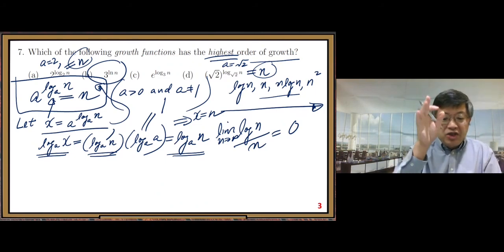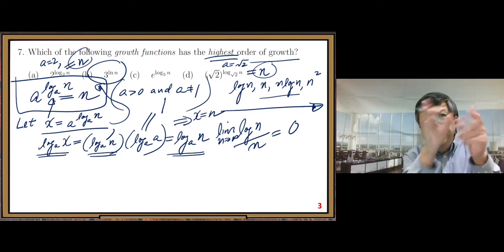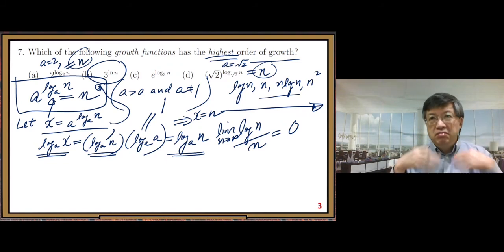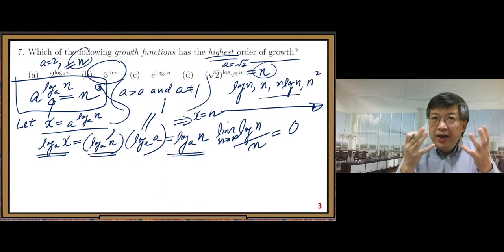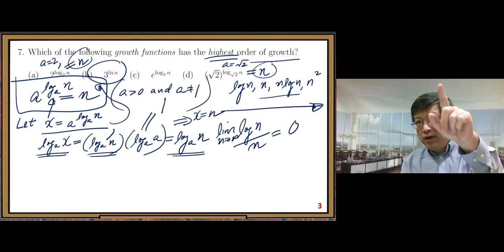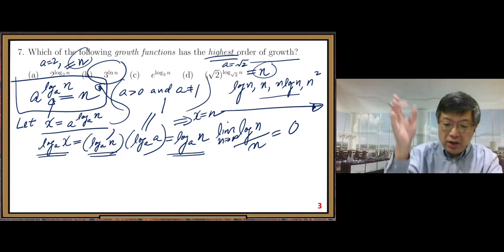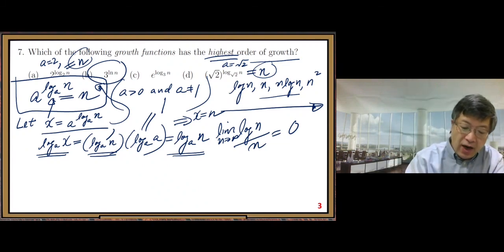So let me just work on B option. I leave E option to you. You can use my way to get your result for C. All right, so now look at B. In the B case, we have the function 3 to the natural log of n.